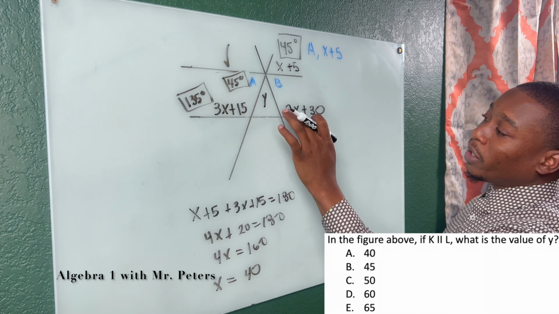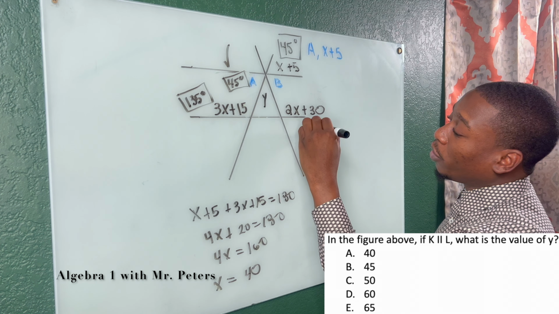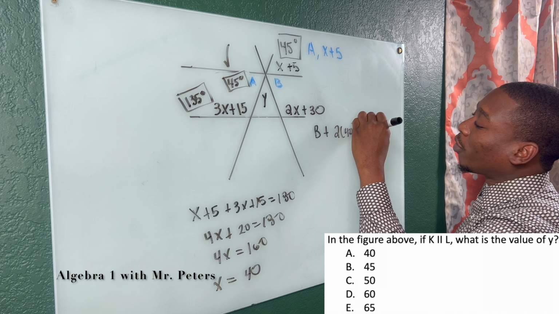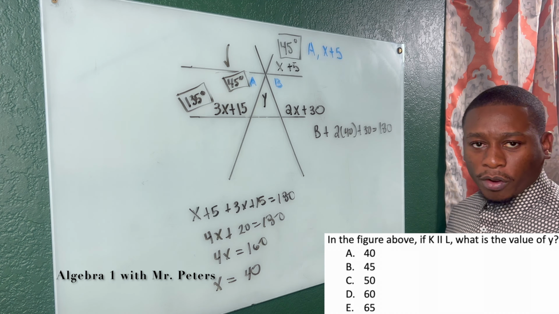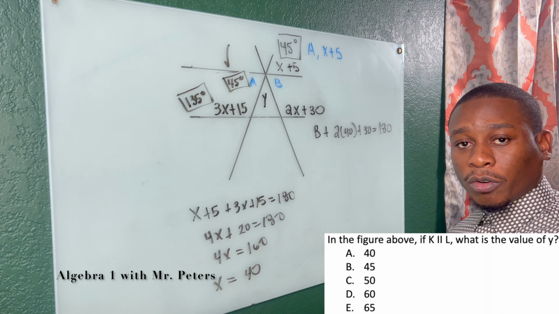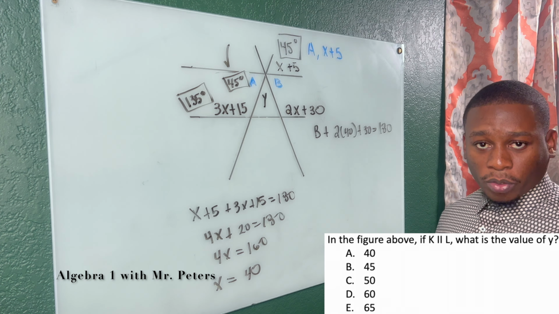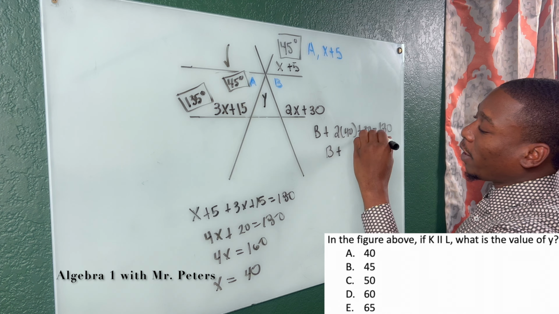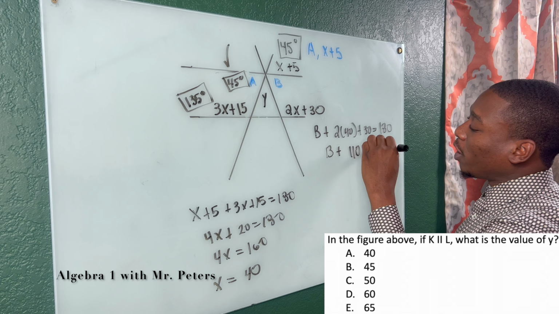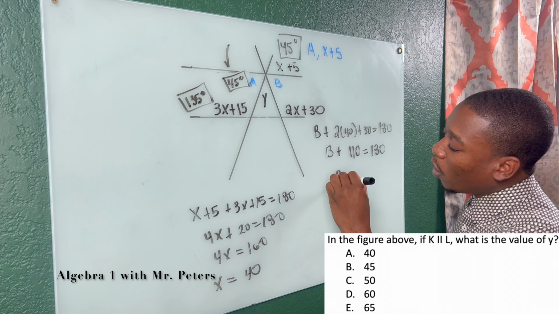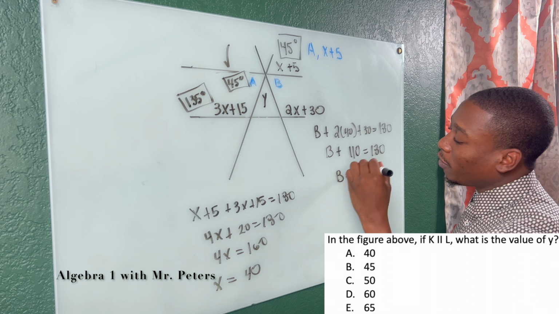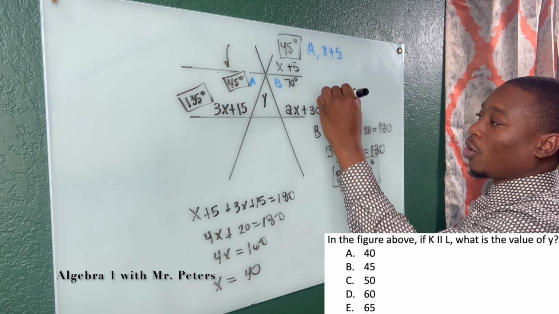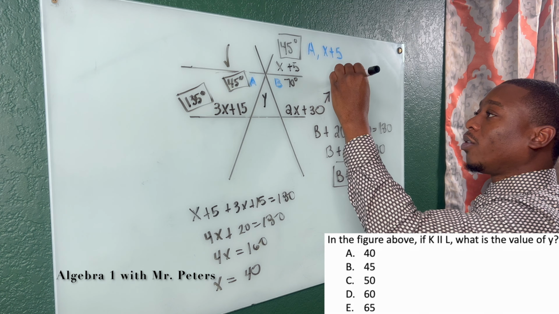So when we look at angle B and 2x plus 30, guys, we're going to do B plus 2 times 40 plus 30 is equal to 180. We already know that x is equal to 40, and when we add these two angles, we know they're going to equal 180. So B plus, let's see, 80 and 30, 110 is equal to 180. So now we know that angle B is equal to 70 degrees. We know this angle is 110 degrees.